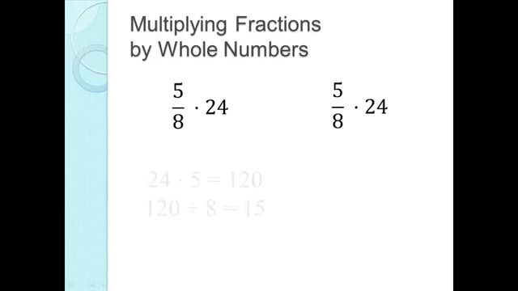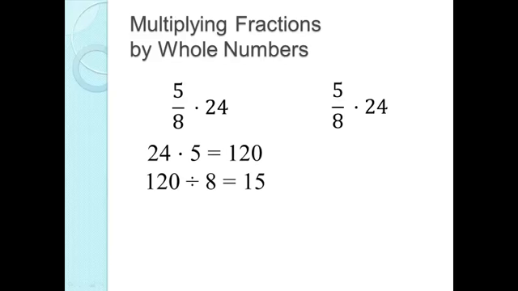You start by multiplying the whole number times the numerator. So in this problem, 24 times 5 is 120. Next, you would divide by the denominator. 120 divided by 8 gives us 15.